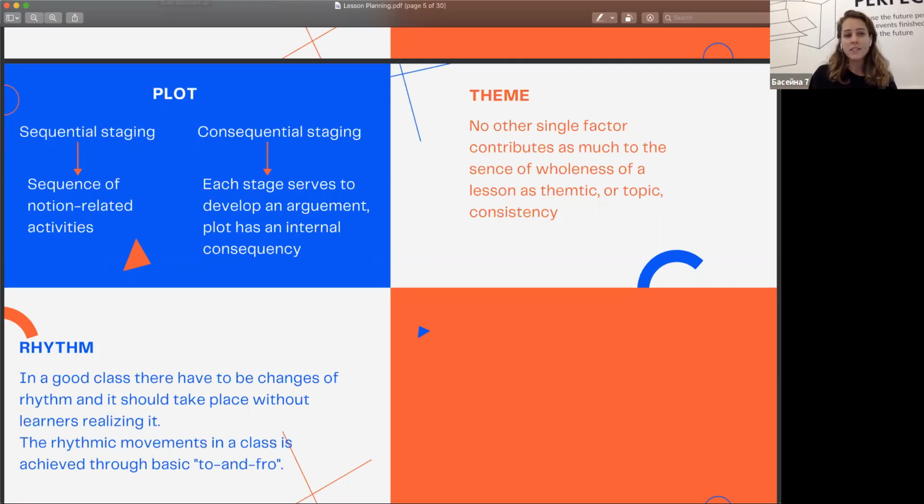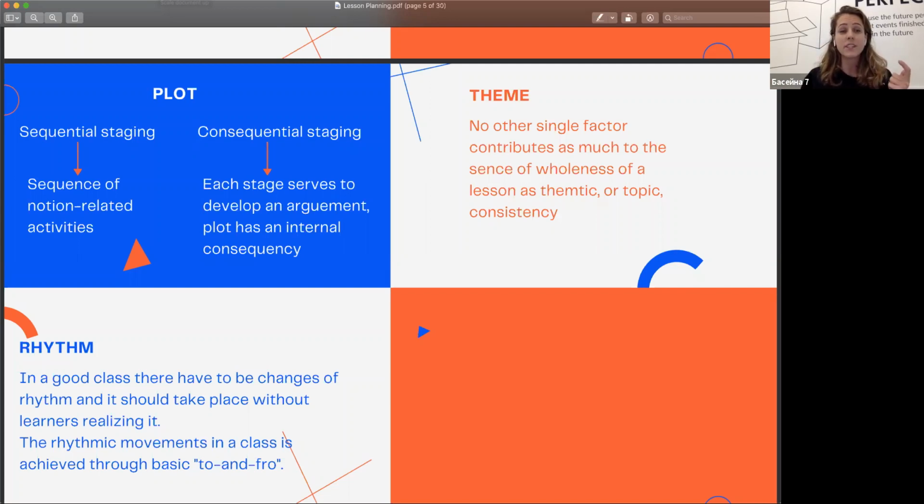Or some activities with focus on the form, some activities focused on the meaning of some grammar structures or functional language. Or the last example that I have for you, it can be activities with a high degree of concentration for students and activities with a lower degree of concentration for students. So with the help of these techniques, when we change the types of activities during our class, we create this sense of rhythm. And let's move on to the first part that I have here. So we covered plot, theme, rhythm.